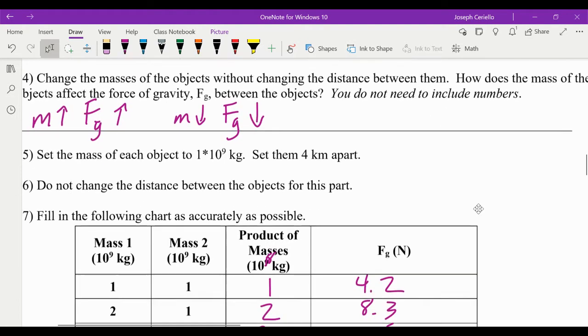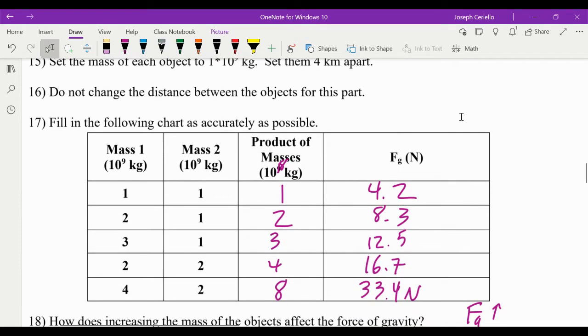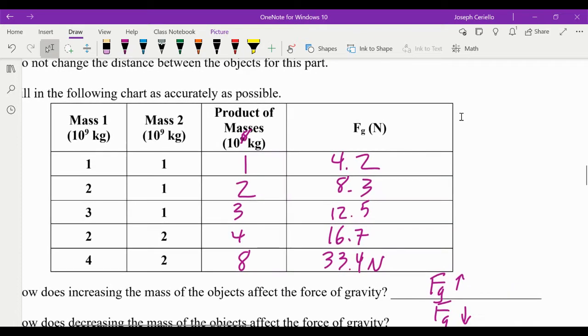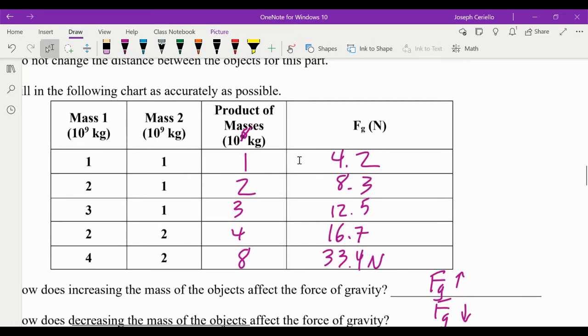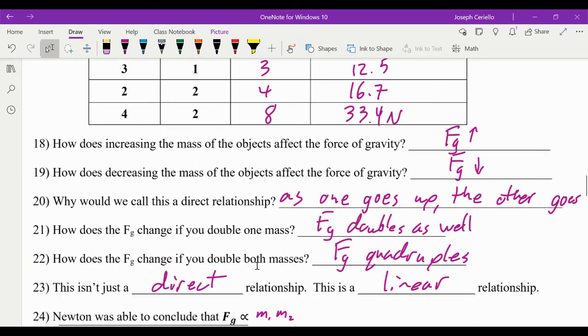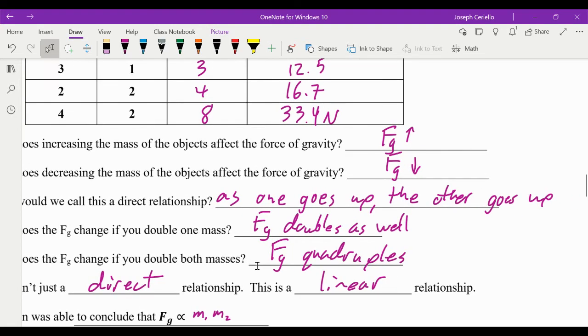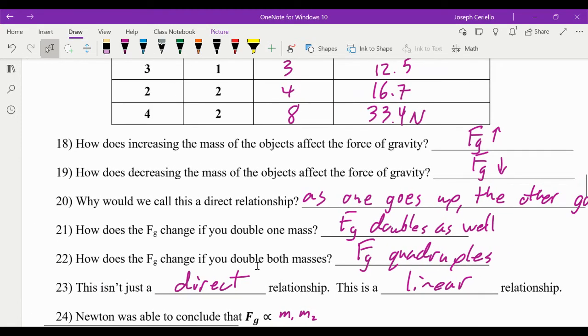So we set up the objects each 4 kilometers apart, each with a mass of 1 billion kilograms. All right, don't change the distance for this activity, and we just took some data, finding what the force of gravity was in each case, and we have the products of the masses there. So as mass increases, force of gravity increases, and vice versa. A lot of people say this is a direct relationship because as one goes up, the other one goes up as well. Well, how does it go up?